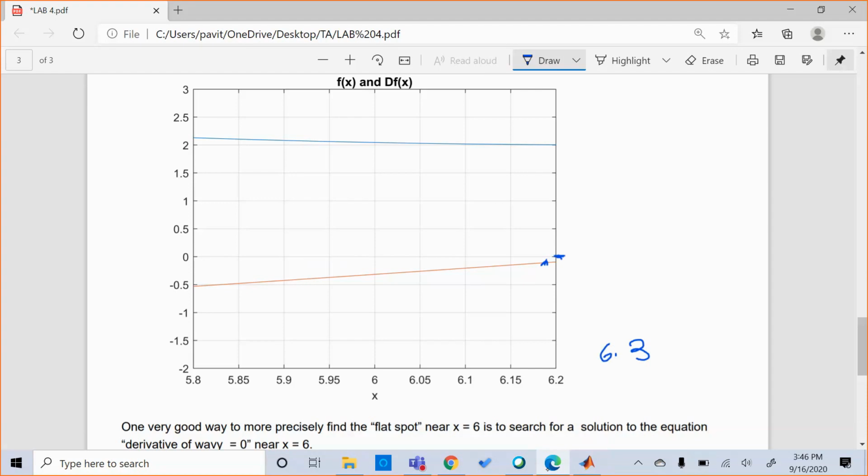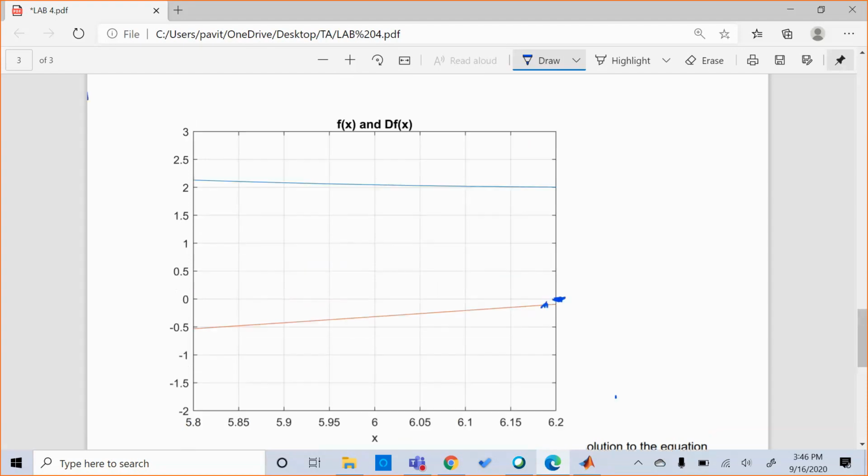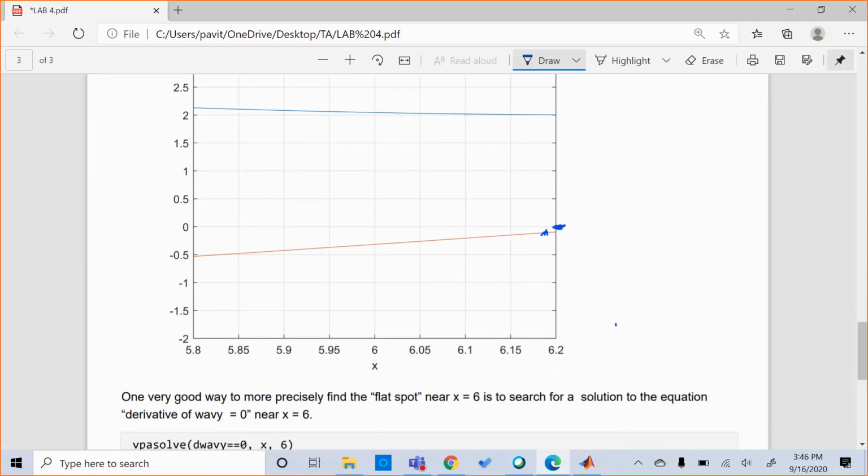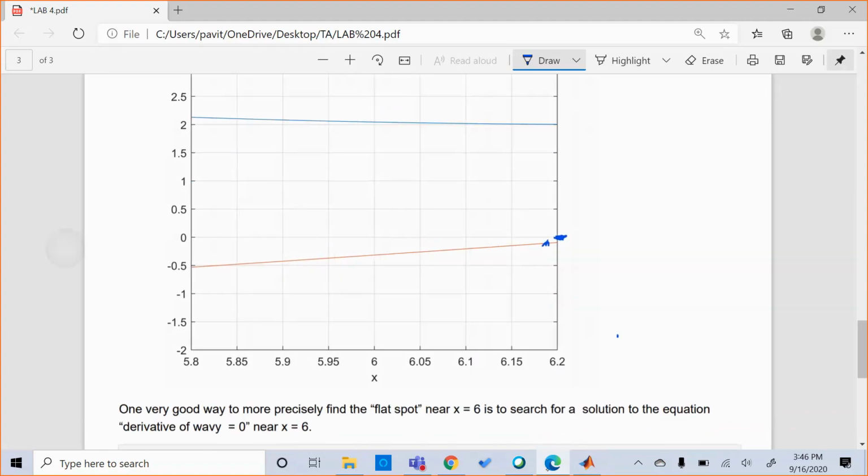So you can replace 6.2 with 6.3 and check whether you are finding your derivative. This is your derivative of f of x and this is your f of x.